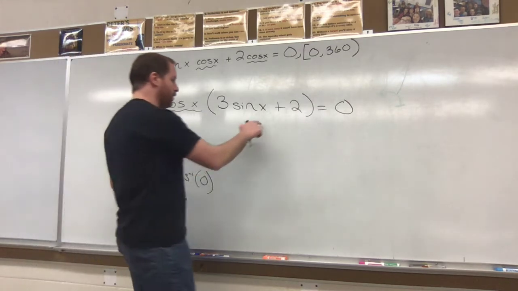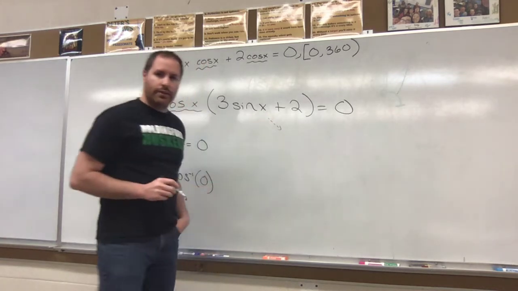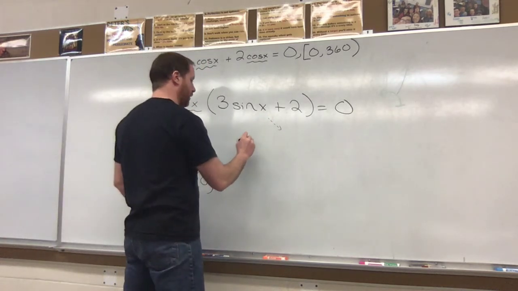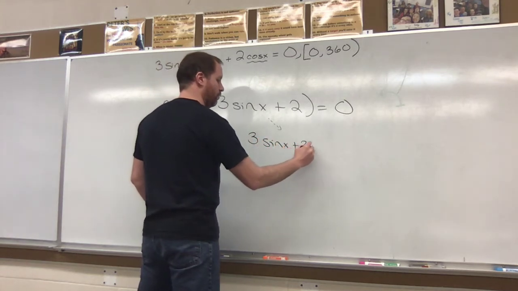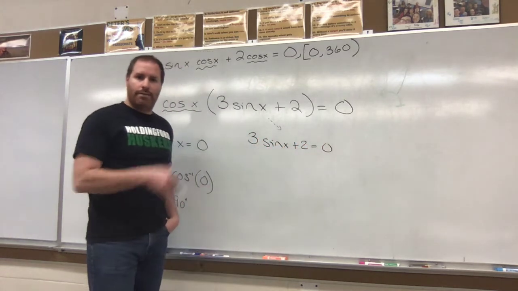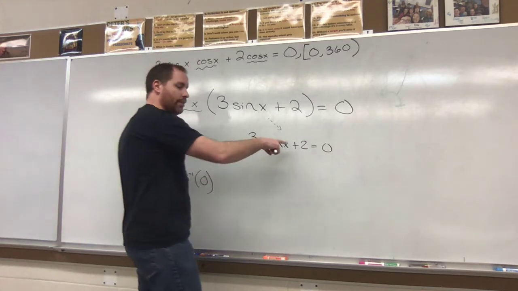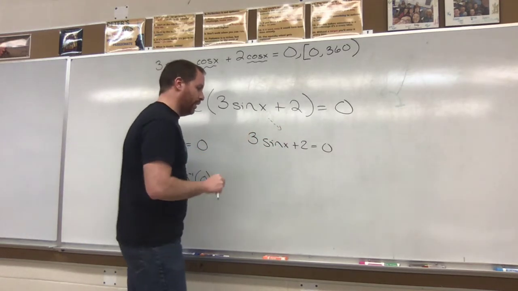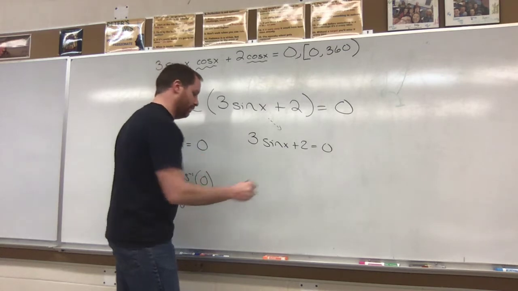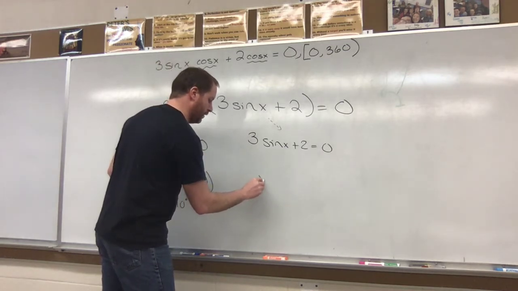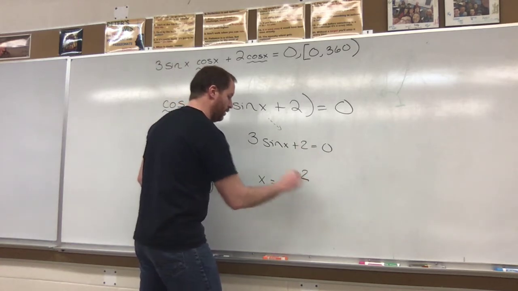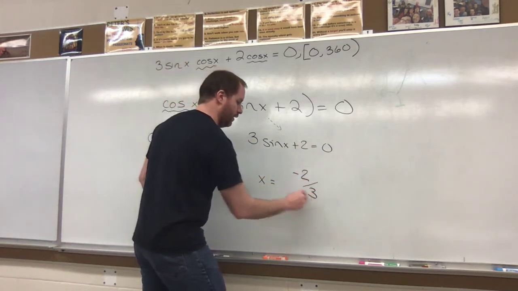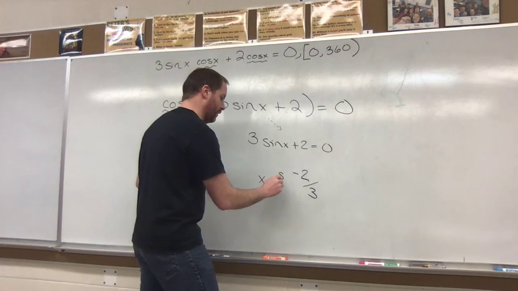And then we go over to this one and say, okay, let's figure this guy out, right? So in this one, we'd have 3 sine of x plus 2 is equal to 0. And we go through solving that kind of algebraically. Subtract 2, divide by 3, take the sine inverse. I'm not going to go through that step by step, but again, we subtract 2, divide by 3, and then take the sine inverse.